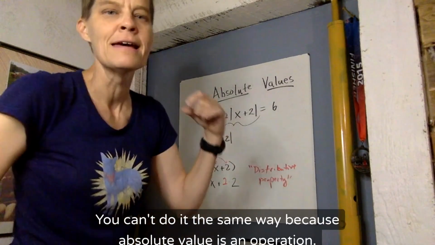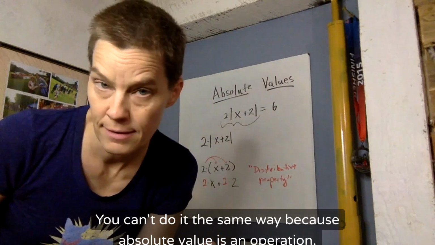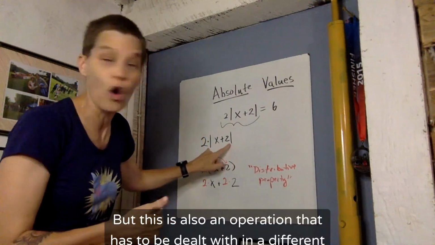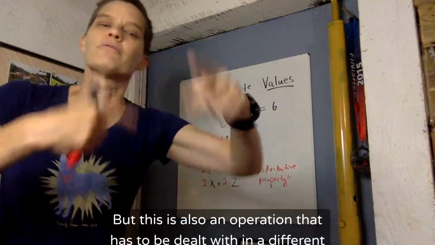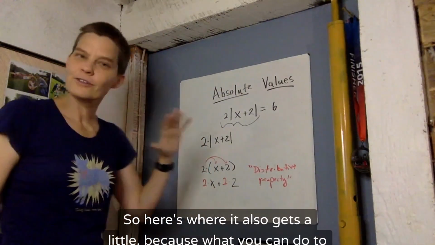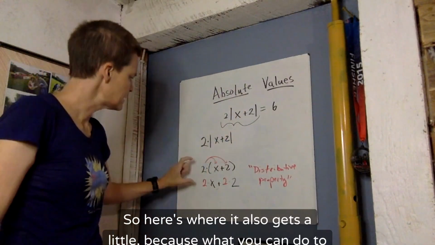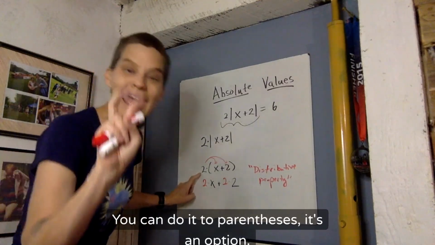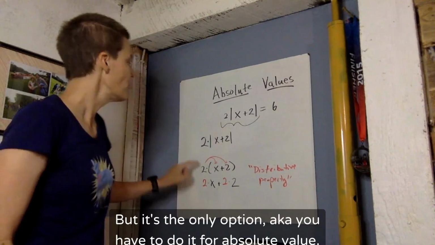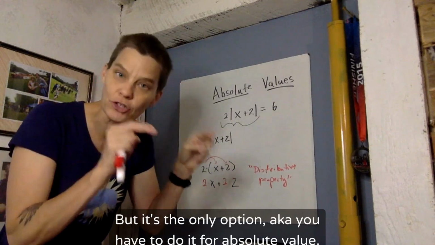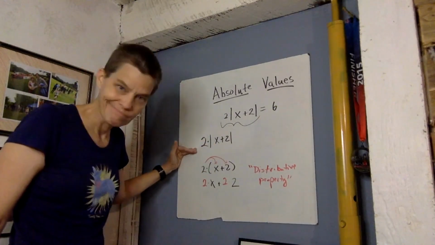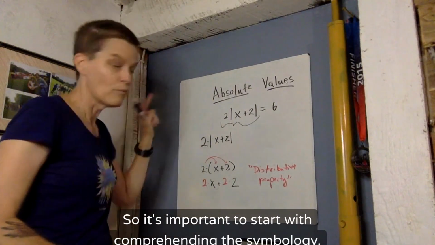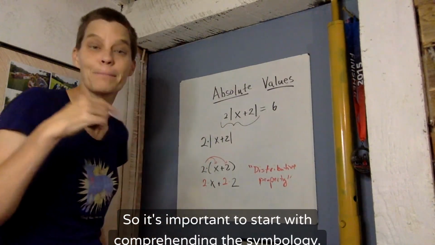You can't do it the same way because absolute value is an operation. It's a second operation, right? So this is the multiplication. Yeah, that's good. Good job. But this is also an operation that has to be dealt with in a different manner, okay? So here's where it also gets a little tricky, because what you can do to parentheses is an option, but for absolute value it's the only option, you have to. And sometimes that wiggle room gets people confused. So it's important to start with comprehending the symbology.